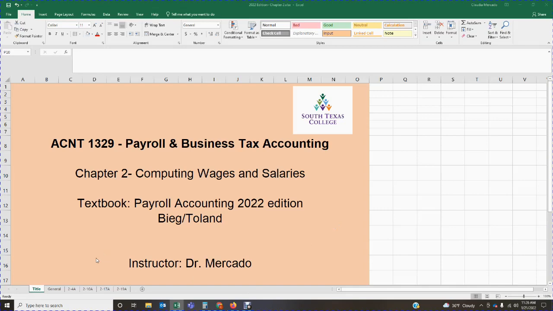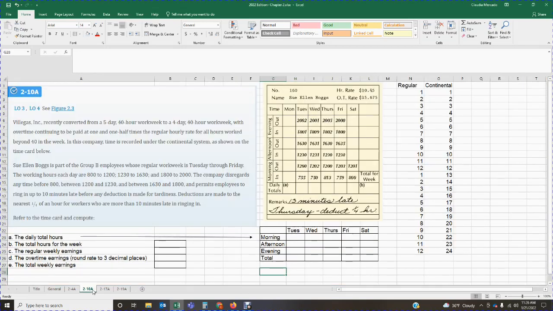Now in this particular lecture, we are going to be going over problem 210A. This is a challenging problem and a lot of students have issues with it because they have to use a time card to calculate the number of hours worked, and this time card uses a continental system.